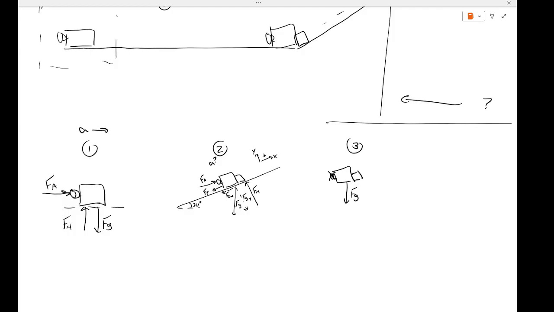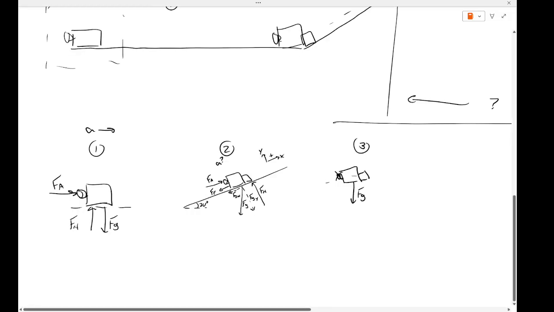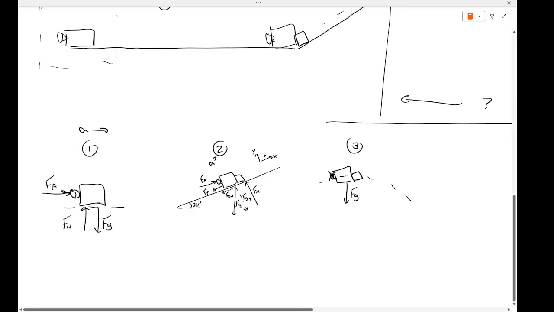And so we are now a projectile along a path that it's traveling on, and it's just FG. So we have an acceleration downward of 9.8. So those are our three free body diagrams. And now let's get to solving this problem here.